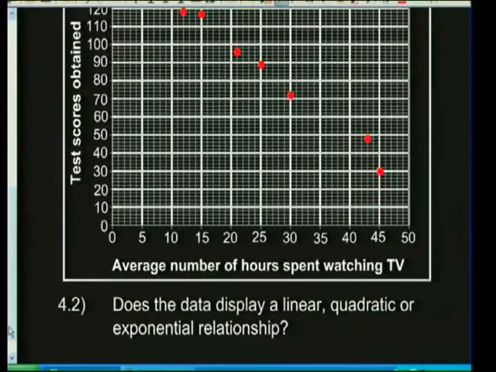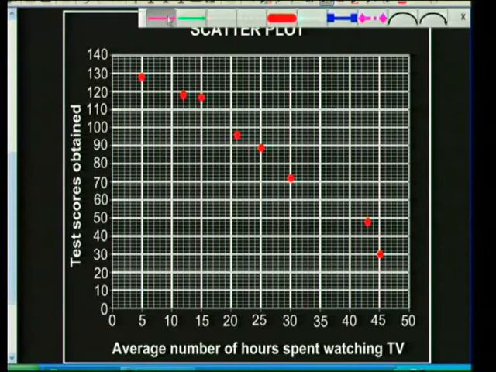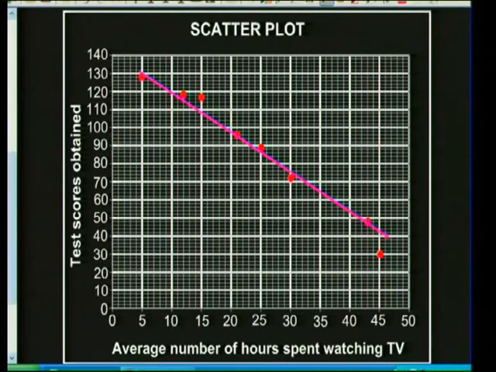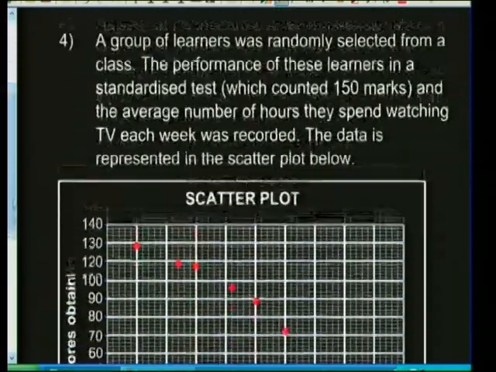From here, they want us to know, does the data display a linear, quadratic, or exponential relationship? If we look at the data, we can agree on this. It's very much tending towards a straight line, okay? There or thereabouts, your values are very much grouped around that linear relationship. So therefore, of the three options that they have given us over here, we're going to say that our relationship is a linear relationship. Okay, right, so once again, easy enough to read off your graph.